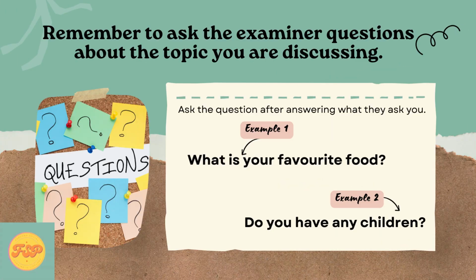Remember to ask the examiner questions about the topic you are discussing. For example, if you're discussing food, you could ask the examiner, "What is your favorite food?" Or if you're discussing children, you could ask, "Do you have any children?" These are just two examples. You could ask other questions as well, as long as it is within the topic that you're discussing.